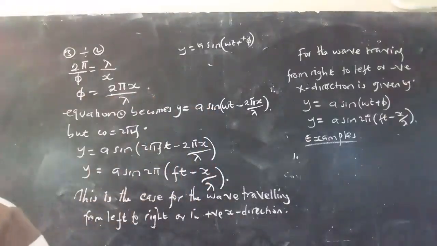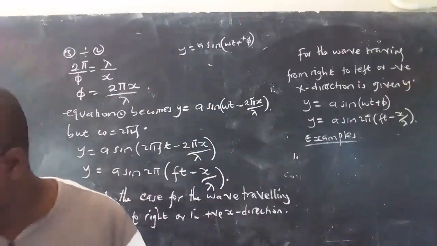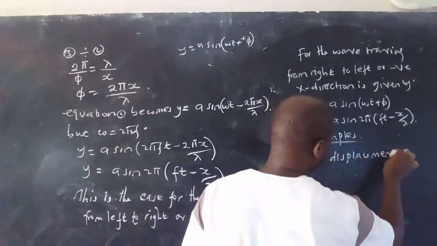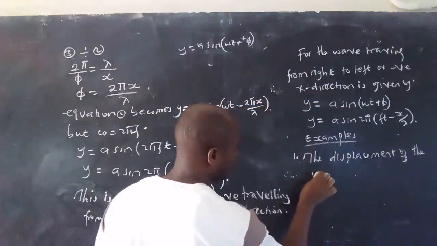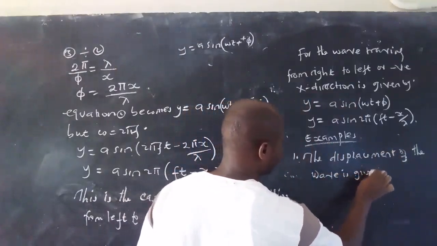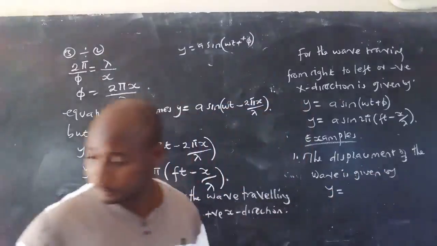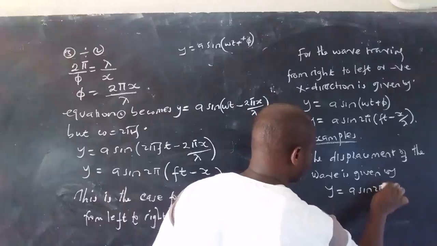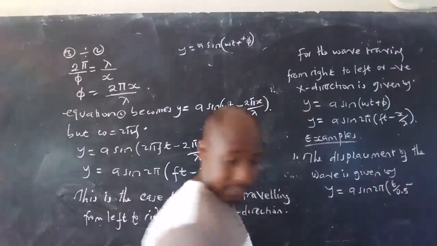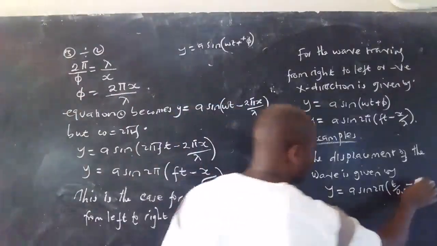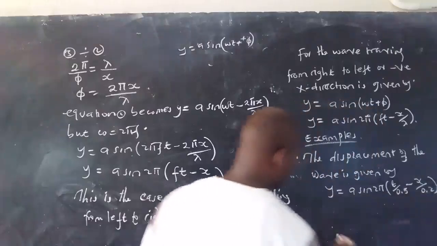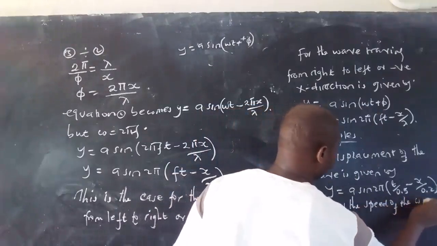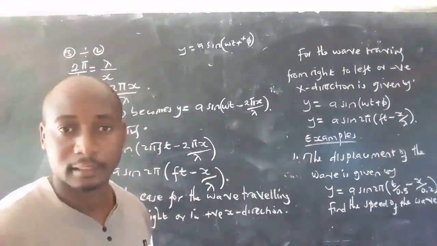Number 1, we say that the displacement of the wave is given by y is equal to a sin 2 pi into t over 0.5 minus x over 0.2. Find the speed of the wave.